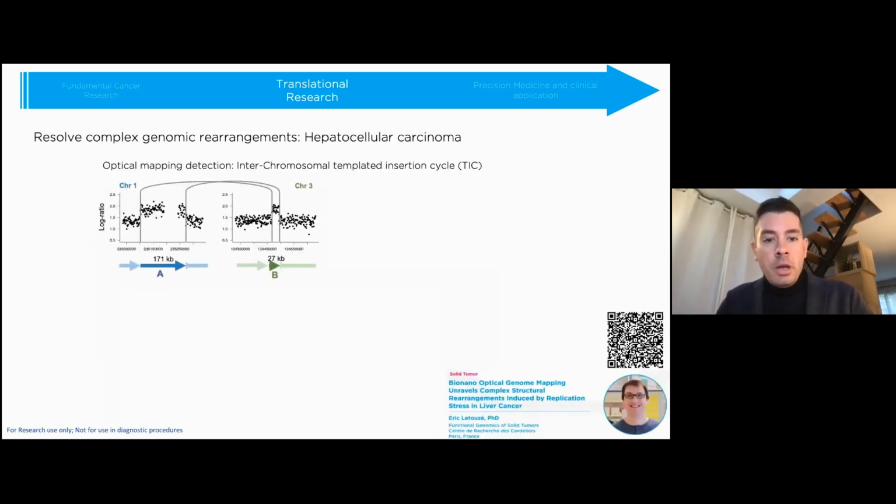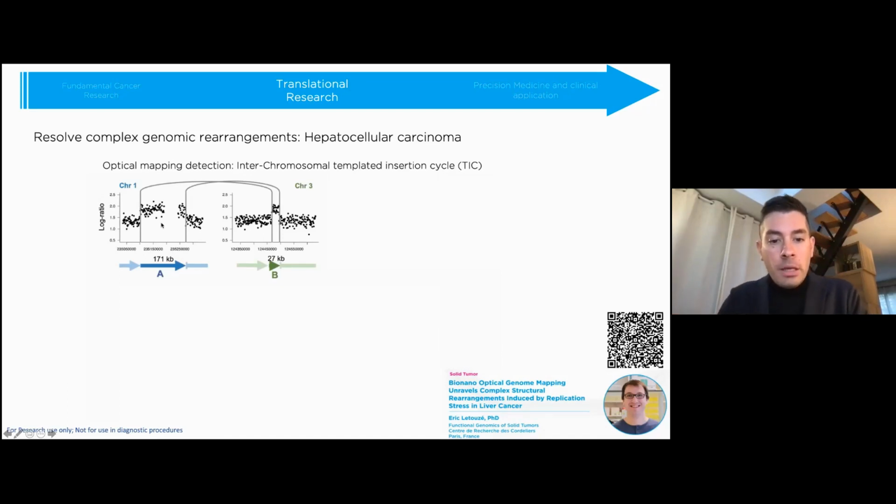I just mentioned TIC, so templated insertion chains. It is a complex SV class that happens to be associated with a specific signature in hepatocellular carcinoma. You can trace back this signature to patients that develop this liver cancer due to an infection by hepatitis B virus that integrates near a cyclin gene. And this causes a complete deregulation of the cell cycle and replication stress. But resolving TIC from NGS data alone isn't possible because the reads are too short.